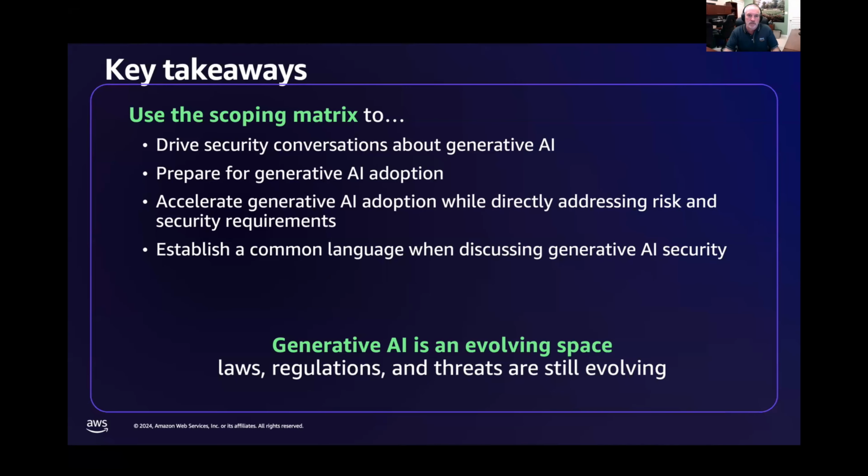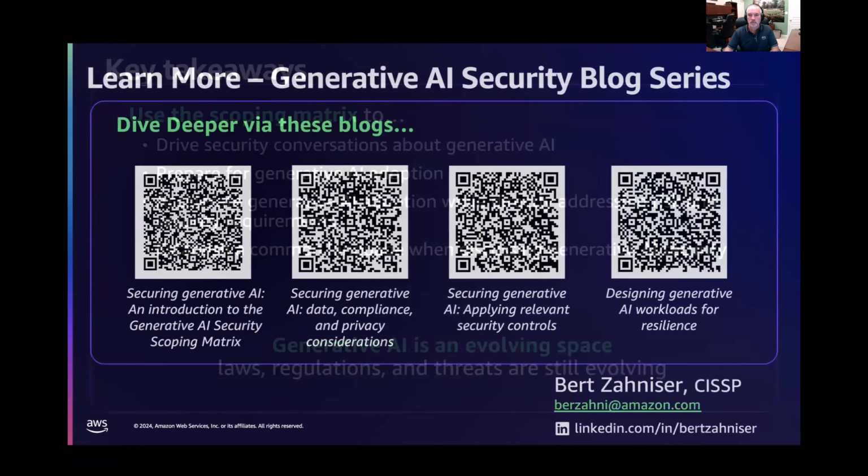The goal is to drive conversations around how you secure generative AI, how you provide a mental model for thinking about the different use cases with generative AI, and then a little bit more of a structured way to think about the risks associated with generative AI. Bottom line here is that generative AI is a fast evolving space. The laws, the regulations, the threats continue to evolve on a daily basis. So it really is important to pay attention to these and have regular conversations around this.